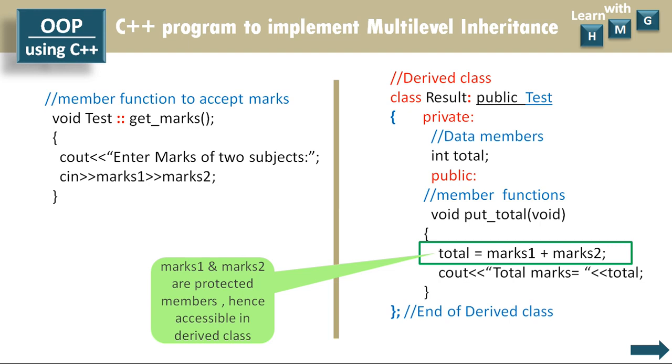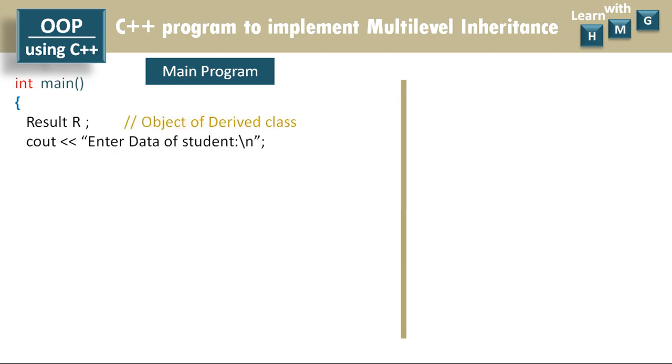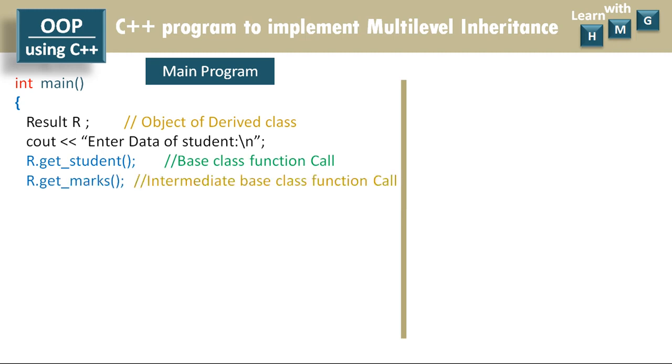Let us go for the main program. In main, create object of result, R. Display the message enter data of student, and accept the student information that is roll number and name by calling getStudent function using R object, r.getStudent. Then call getMarks function of intermediate base class using R object, r.getMarks. Then input operation is finished.